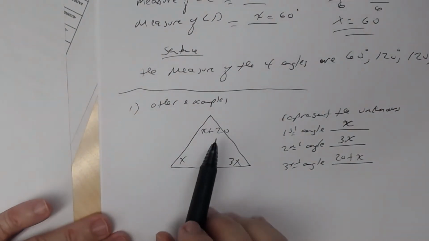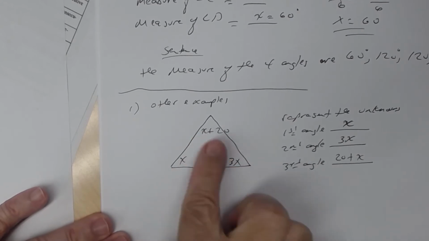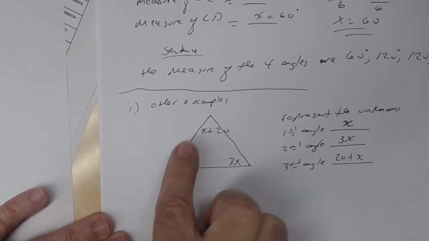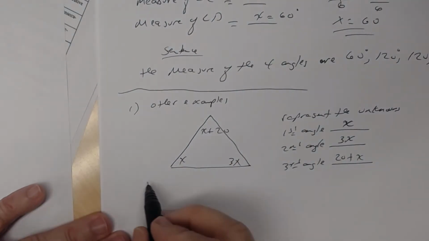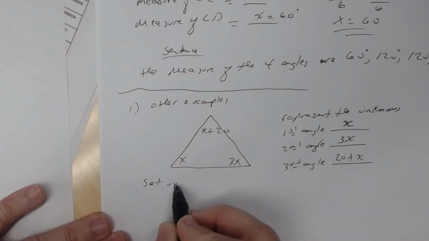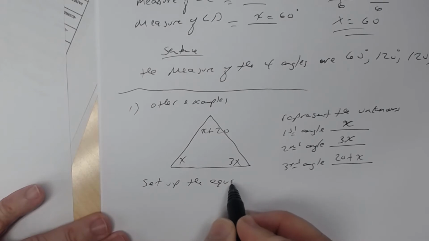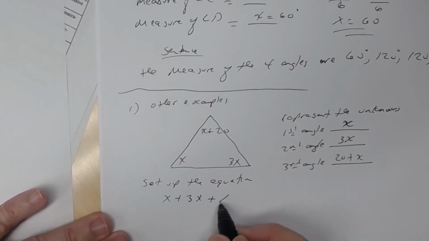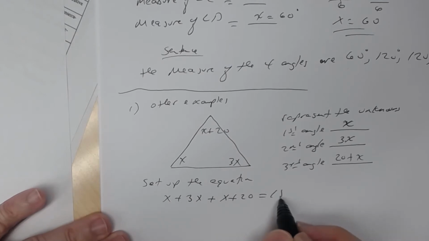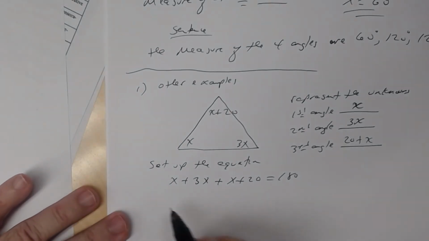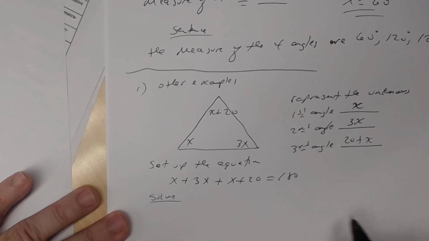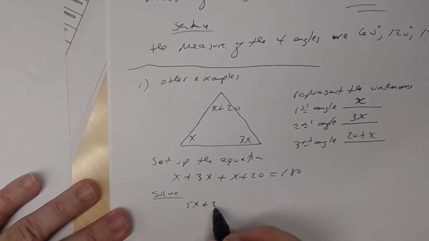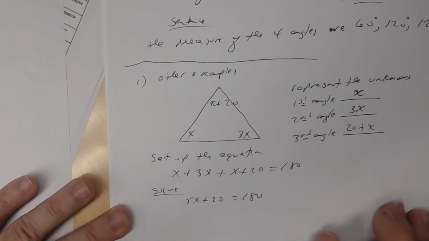All right, so you represent the unknowns. Now remember, we're going to use the fact that those 3 angles, the measures of these angles, x, 3x, and x plus 20, added together has to equal 180. So that's how you're going to set up the equation. So you can say x plus 3x plus x plus 20 has to equal 180. All right, so then we're going to solve. So you're going to combine like terms. So that's 3, 4, so that's 5x plus 20 equal 180.